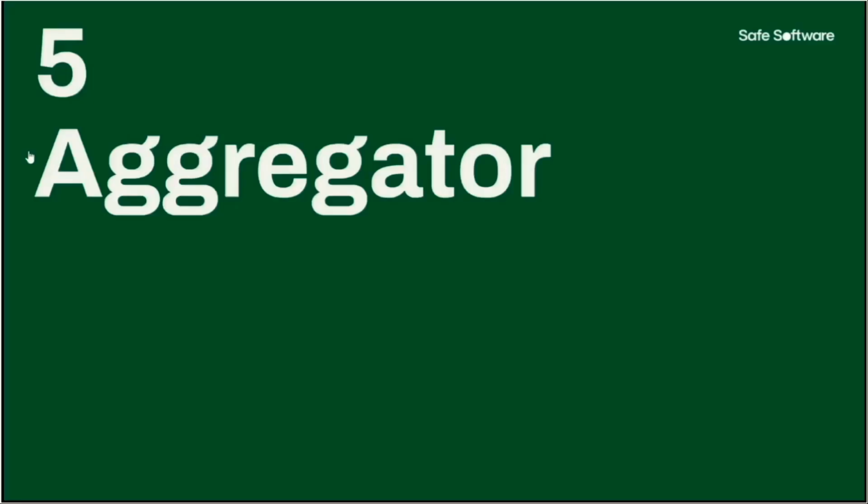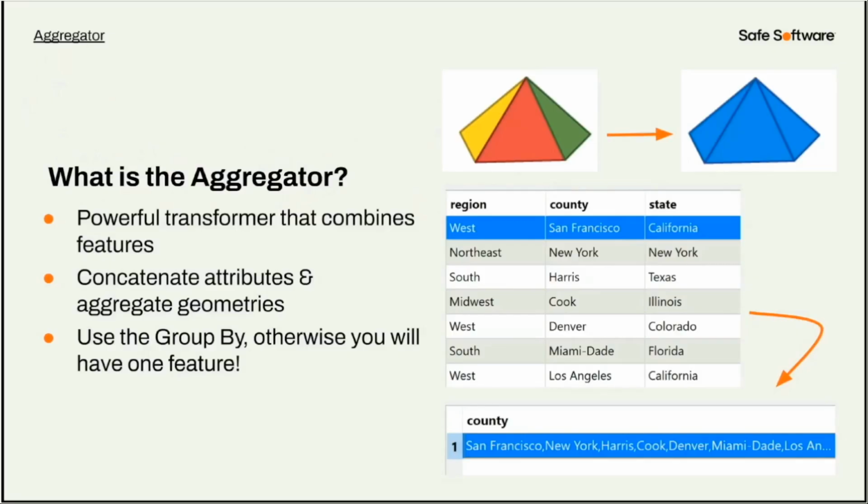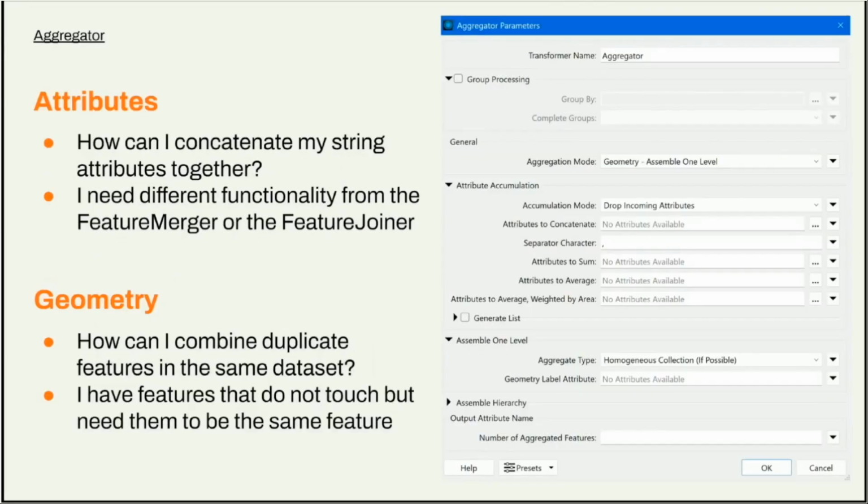Thanks, Mark. The aggregator is a powerful transformer that combines features, concatenates attributes, and aggregates geometries. Use the group by, otherwise you will have only one feature. So you can see that in the image there. You can use the aggregator for attributes, concatenate your strings together, or if you need different functionality from the feature merger or feature joiner. You can also use this for geometry.